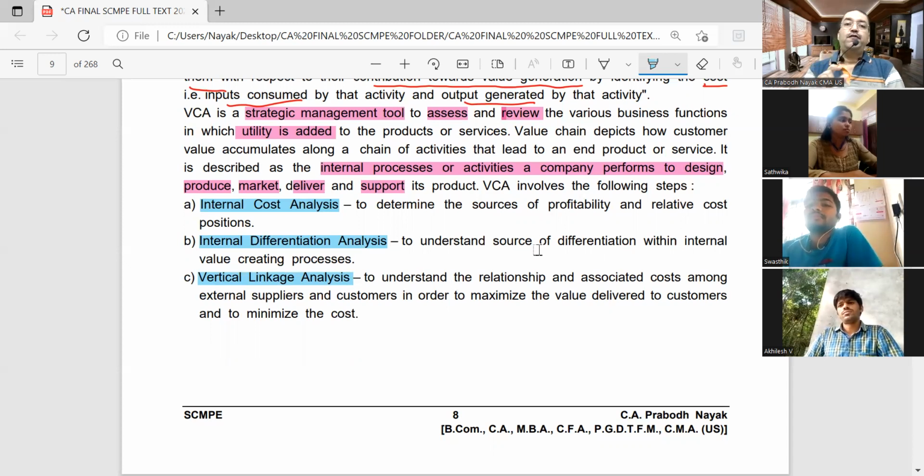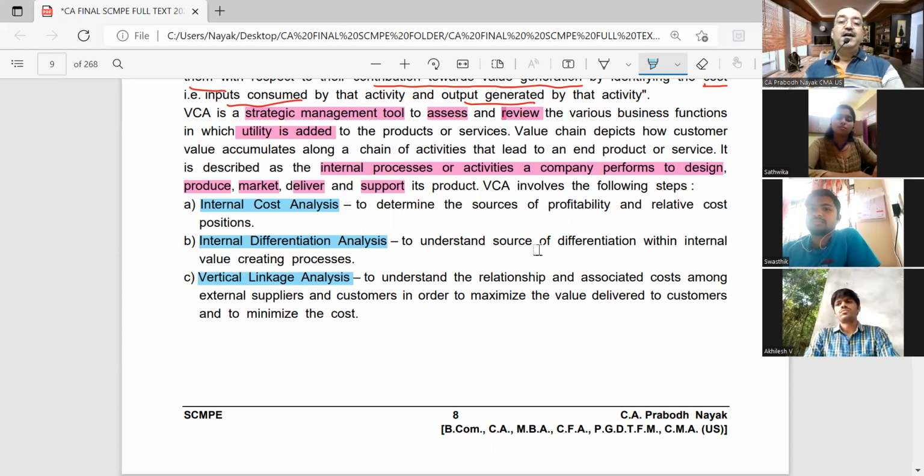Internal differentiation analysis: how each process of mine is going to create a product which is different from my competitor. In other words, how it is going to add value to my product as compared to my competitor.